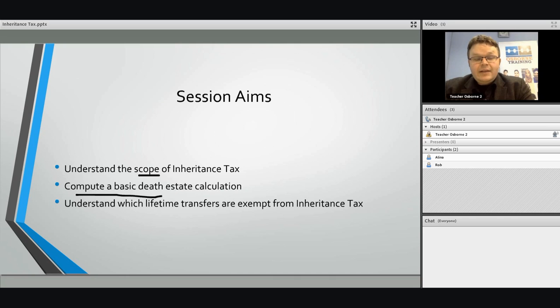And finally, probably one of the most important things, we're going to understand which lifetime transfers are exempt from inheritance tax, because there are some transfers that do not get charged any IHT. So we're going to be looking at all of those today.